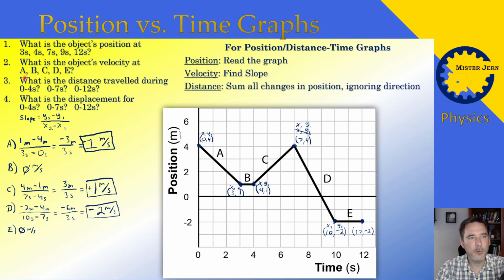So now question 3 asks us for the distance traveled during these time periods. For distance, it's a little trickier. You have to sum all the changes in position ignoring direction. So it doesn't matter if it's positive or negative, you still have to move that distance.